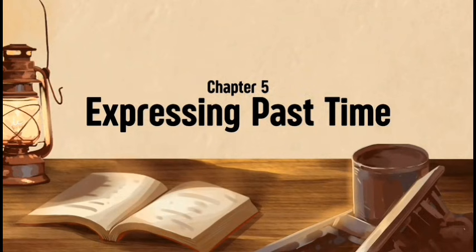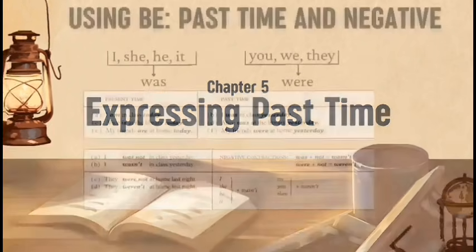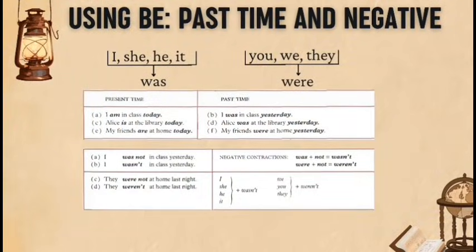Chapter 5. Expressing past time. Using be, past time, and negative. Was is used for singular pronouns like I, she, he, it, and were is for plural pronouns like you, we, they. For example, in present time, I am in class today. In past time, it changes into I was in class yesterday.